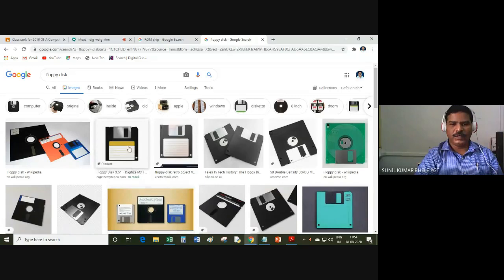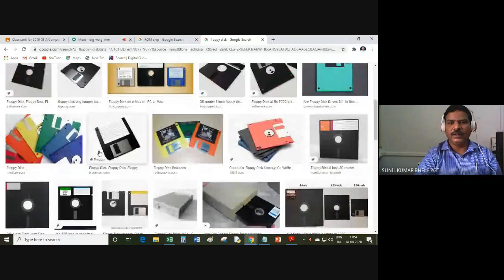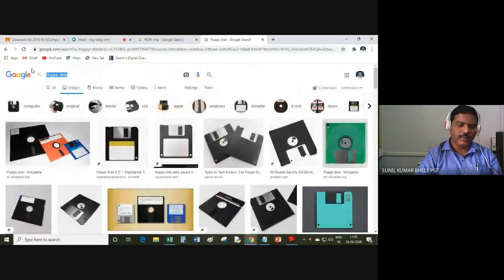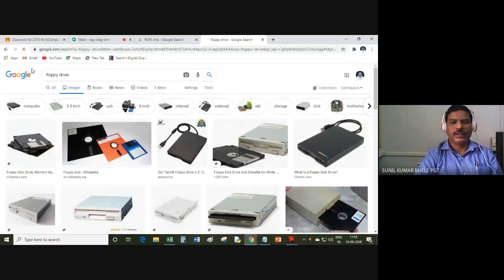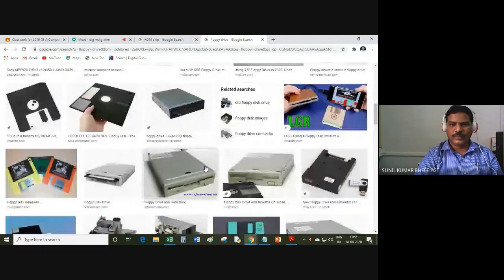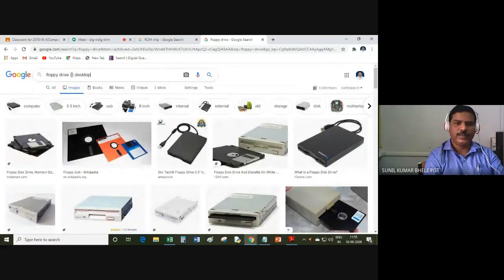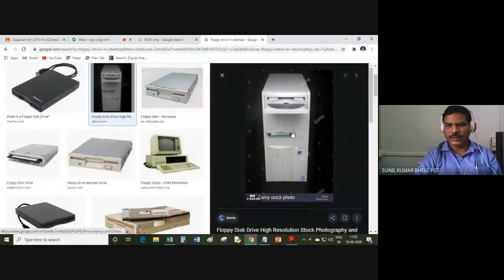The capacity of this device is very low. Only 1.44 megabyte data you can store in this floppy disk. Nowadays a computer also does not contain a floppy drive. So I will show you the image of a floppy drive. Drive means where you insert this floppy disk. So, floppy drive in desktop. You can see in this computer, this is the drive where you can insert the floppy.